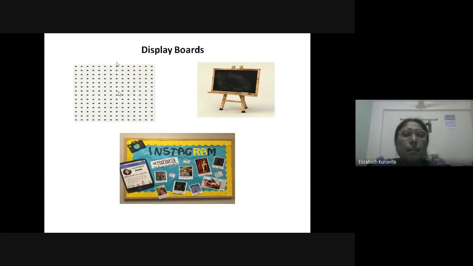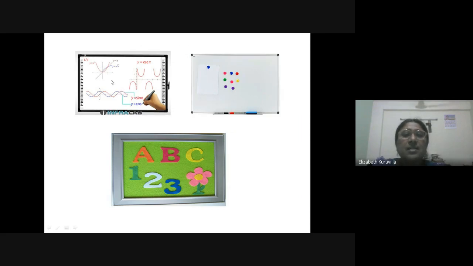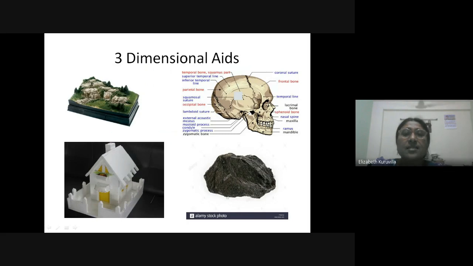These are pegboard, that is used to have some important things. This is pegboard. Next, this is smartboard. This is the flannel board, and this is a kind of the display board where we used to put notices.